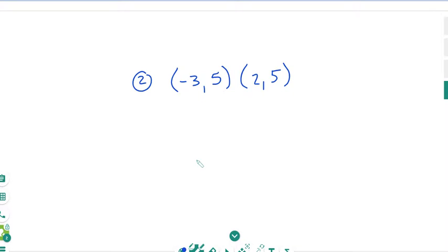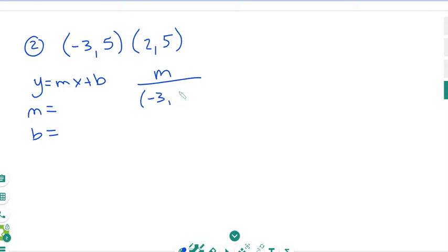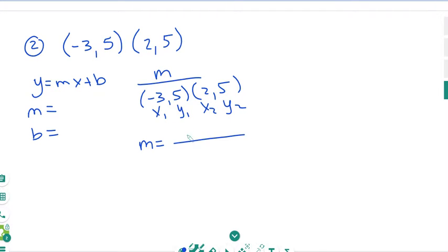Next equation, we have two ordered pairs. So we're doing equation of the line. So the first three things we're going to write are y equals mx plus b, m equals, b equals. First thing we're going to find is our slope. We need two ordered pairs to find a slope. We're going to go ahead and label those x1, y1, x2, y2. Our slope formula is m equals y2 minus y1 over x2 minus x1.